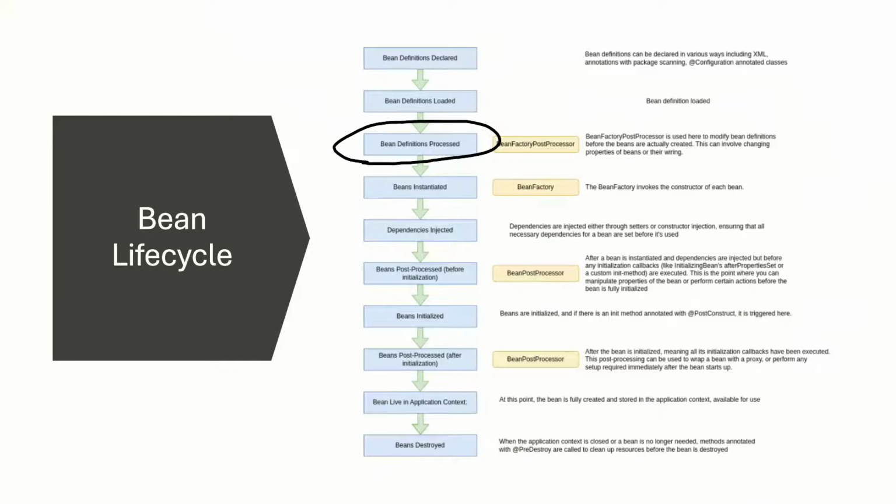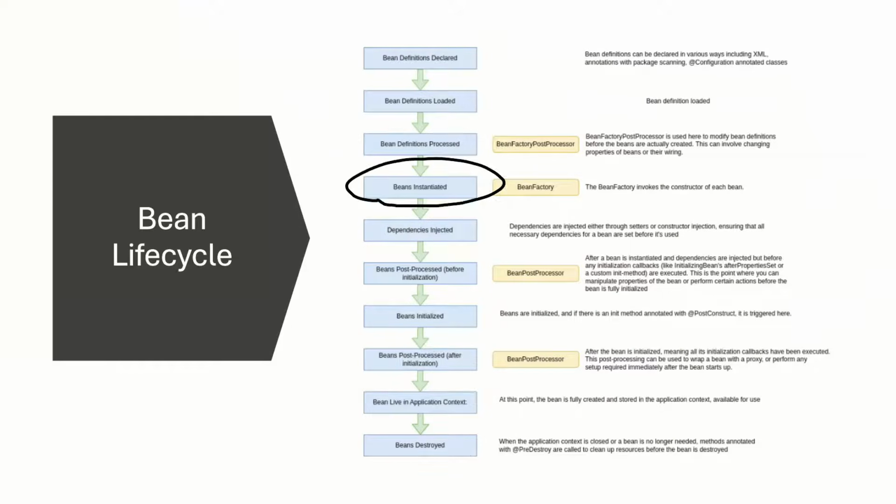Next up is bean definitions processed. Before any beans are instantiated, BeanFactoryPostProcessors come into play. They modify the bean definitions, allowing for sophisticated configuration management, such as property resolution or method overrides.